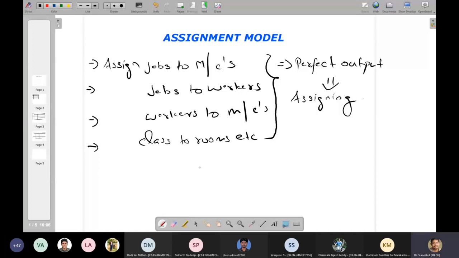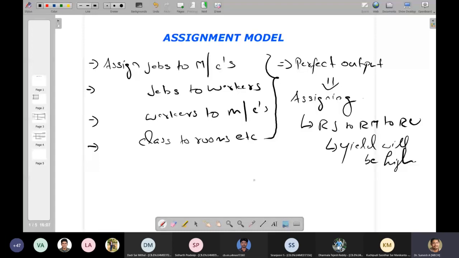So here we are trying to assign the right job to the right machine, or job to worker, or worker to machine. Basically, in the case of manufacturing, we will have a cost matrix available to us.